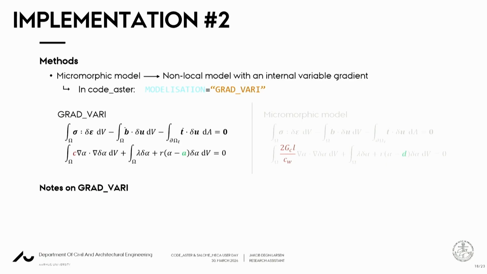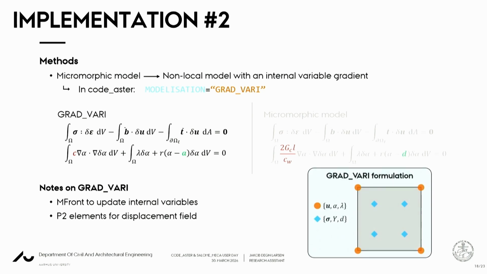There are a few notes on this grad vary implementation. First of all, we still need MFront to update our internal variables, so to update the stress and to update the damage. We are required to use P2 elements for the displacement field. So basically, instead of having this formulation, we add some additional nodes with only displacement degrees of freedom, but this does not cause any problem for us. And finally, what could cause a problem is that it's a monolithic solution scheme that's implemented in Code Aster.